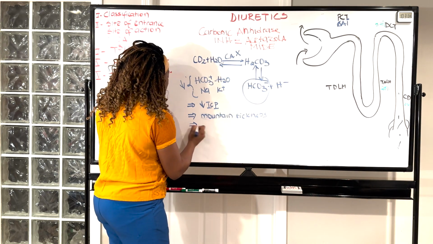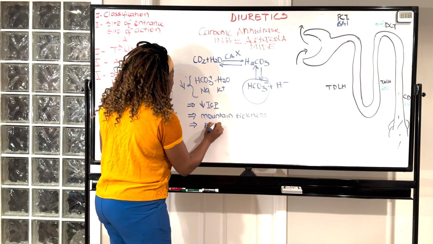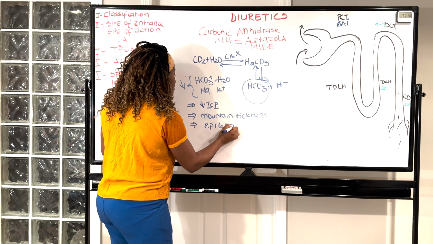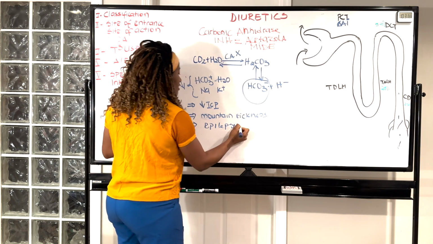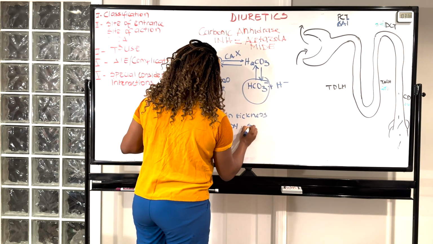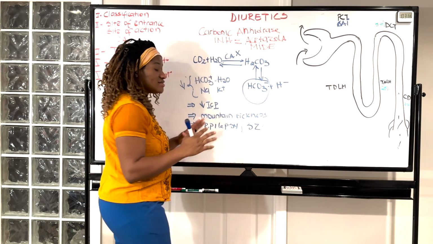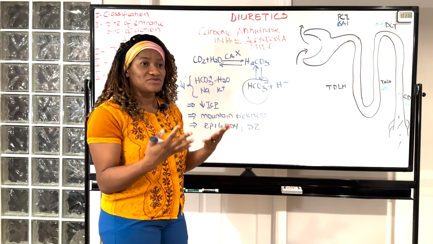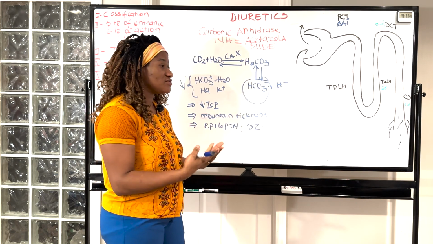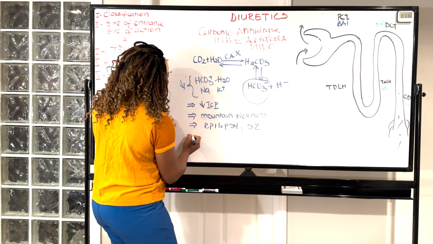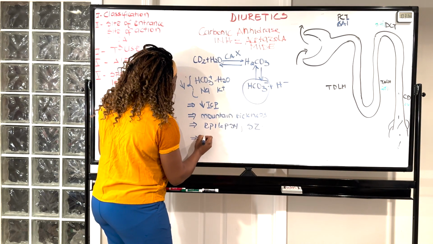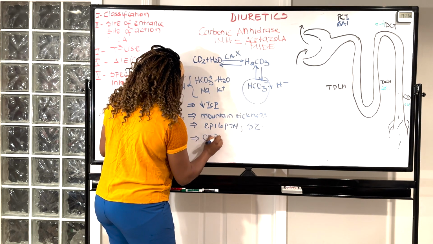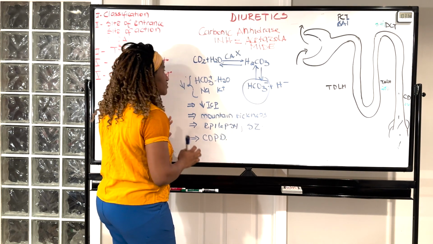Also, we give it in states of epilepsy and seizures for the same reason, because of that increase in respiratory drive and PO2 that you can have. Acetazolamide can also be given in COPD patients, chronic COPD.